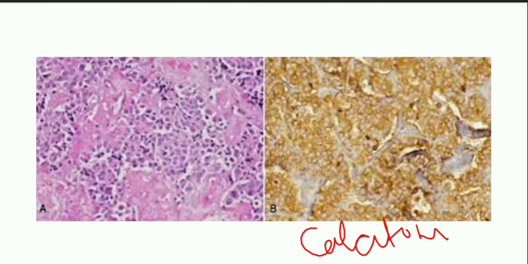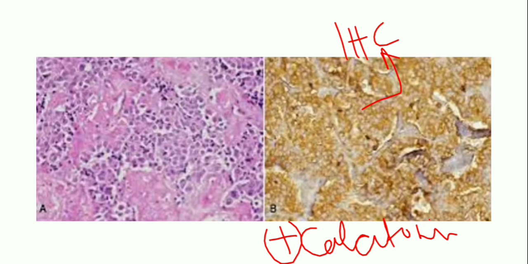So this is which staining? Immunohistochemistry. It is brown in color, so it is immunohistochemistry. Of which marker? Calcitonin. So when you give calcitonin, you can see a lot of brownish color, representing the parafollicular cells or the C cells. So this is a tumor from those cells, and you can mark it by using calcitonin.